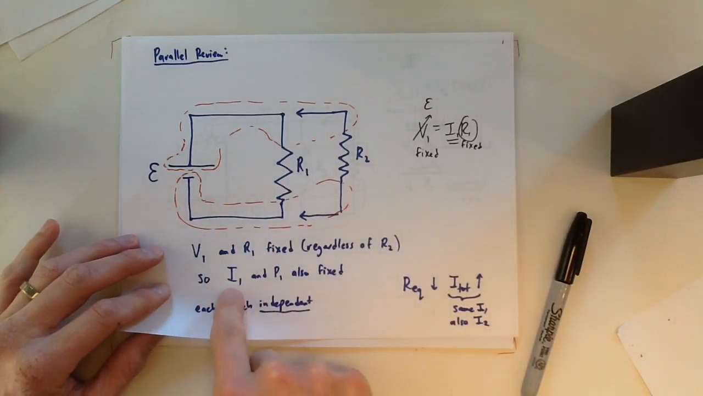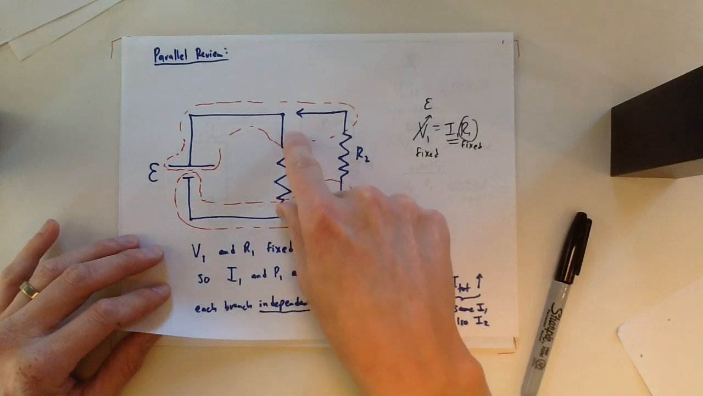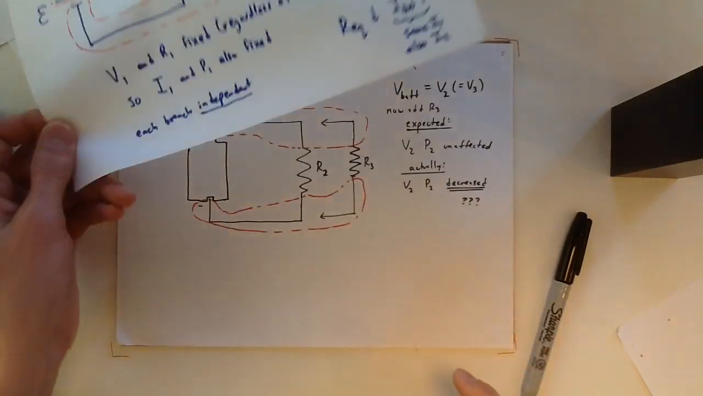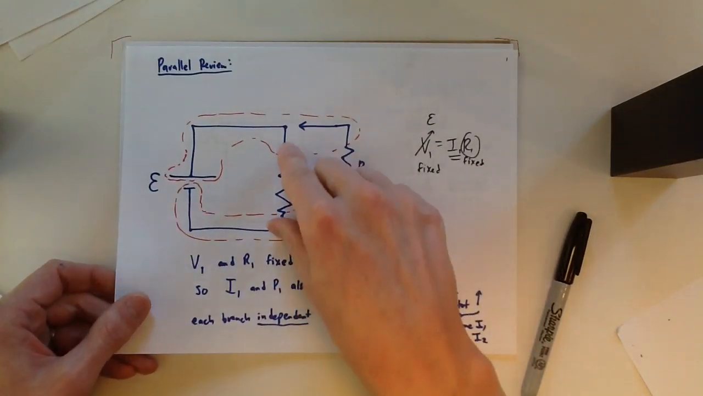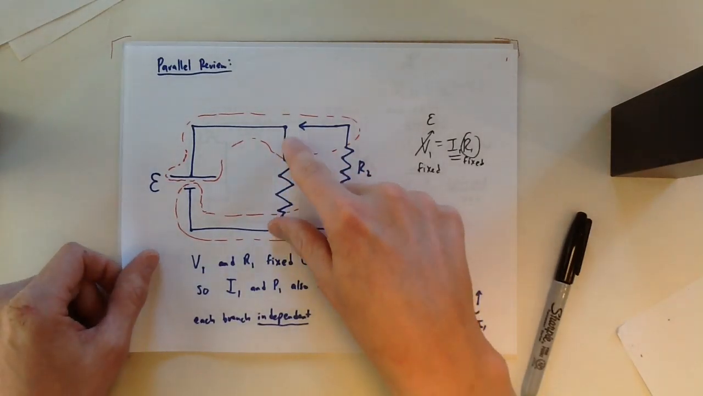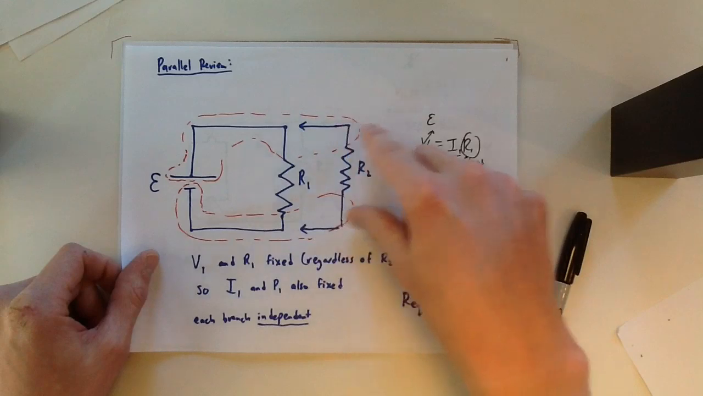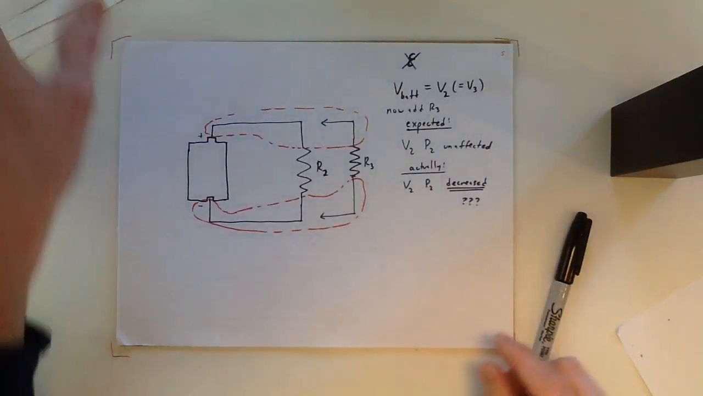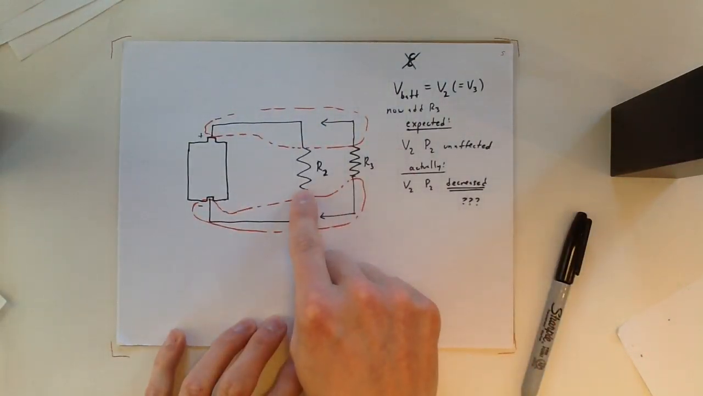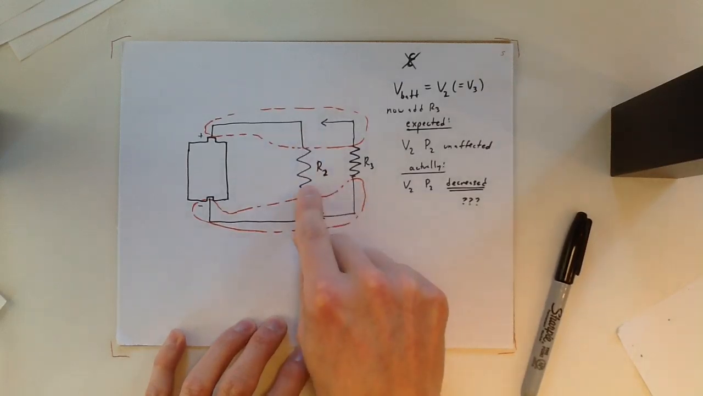That means it has to have the same current and same power. So this bulb, if this is a light bulb, should not have any effect. In a parallel circuit, every branch is kind of its own lone gunman thing that it does by itself. It doesn't care if there are other branches. So we expect that the voltage drop and the power of this resistor is going to be unaffected.